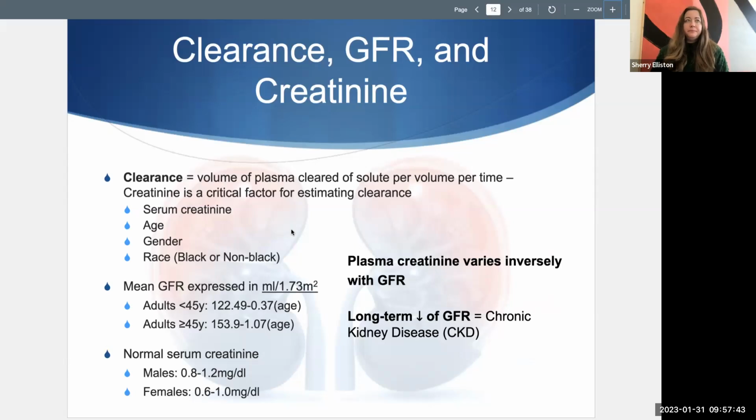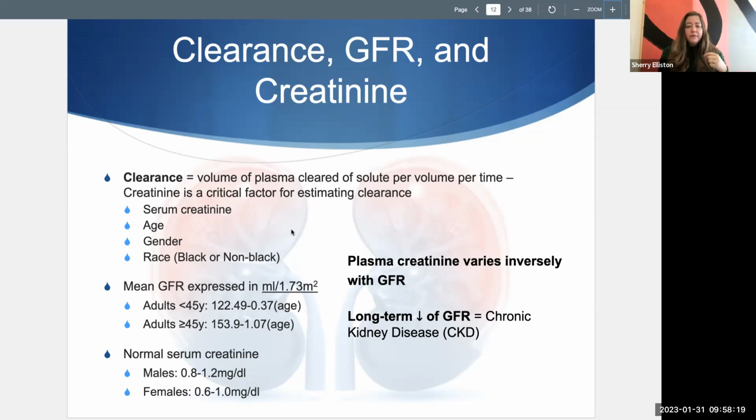So when we talk about clearance, we're talking about the volume of plasma cleared of solute per volume of time. So a lot of kidney assessment is about how much time it takes to clear toxic byproducts of metabolism from the body. The creatinine that you measure is a critical factor for estimating clearance. And so that's why we run tests like BUN and creatinine.